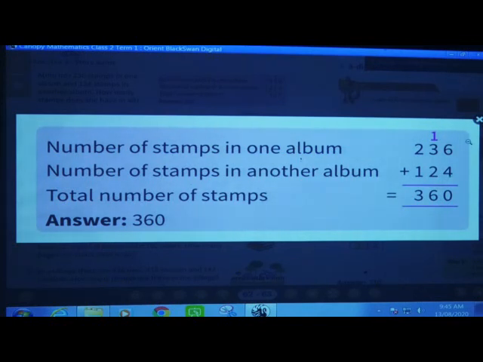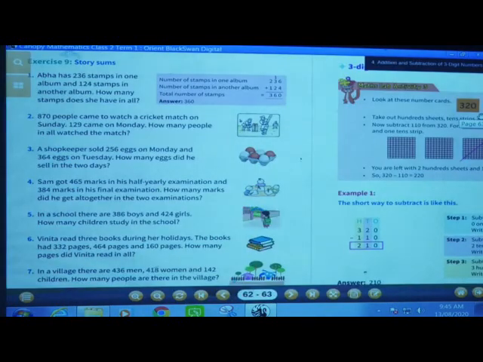So here we want to do addition. So 6 plus 4, that is 10. Carry 1 in tens place and 0 in ones place. Then 3 plus 2 is 5 and this one 6. Then 2 plus 1 is 3. So the answer is 360. In this way you can do the story sums. So just practice in this way.